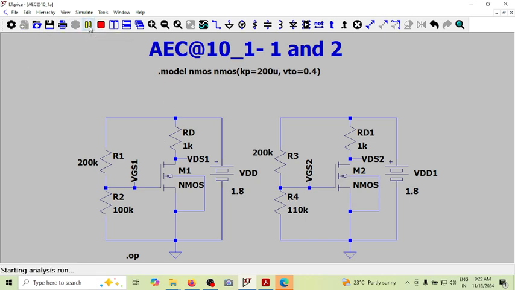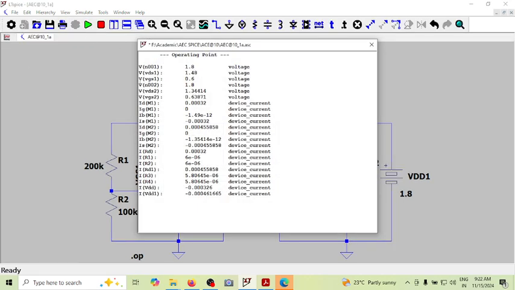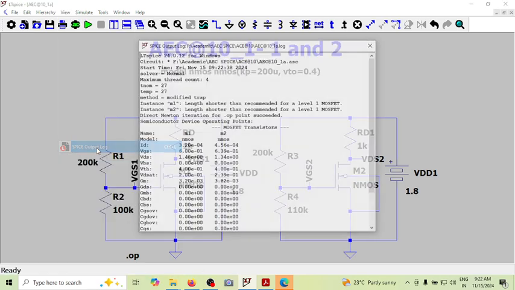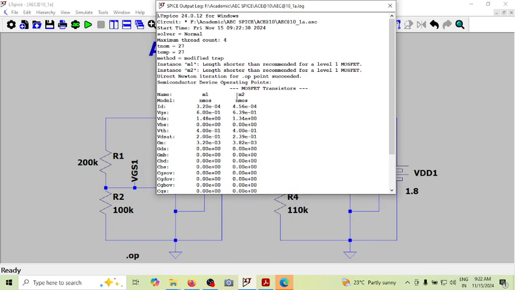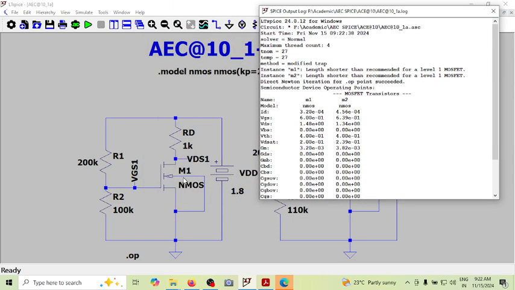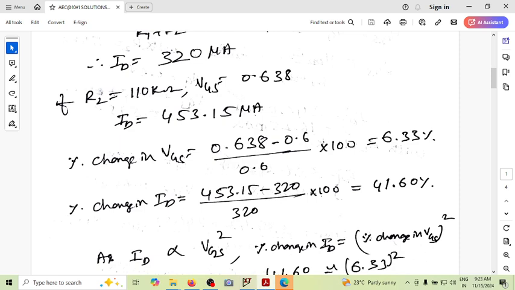If I run now, let me. You can find the different values of VGS, VDS, and of course you can find the ID also. But it's better you just view it in the SPICE output log. Can you see for the first MOSFET, we found the current to be, if you just go back and see, so what is the current here? It was 320 microampere. In the other case it was 453 microampere.